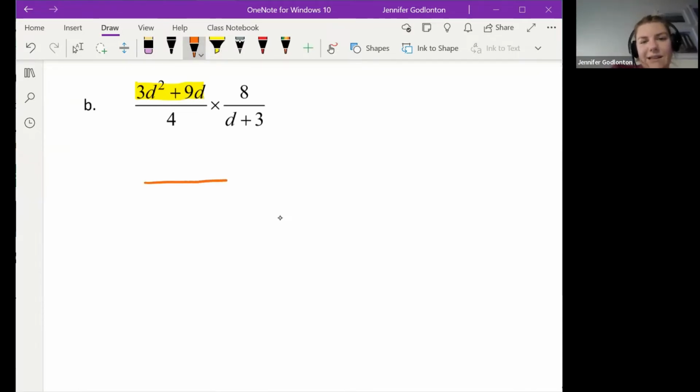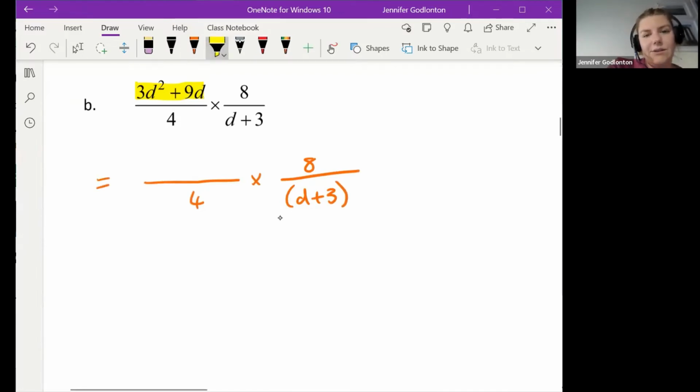Whatever I've highlighted in yellow is going to go at the top and everything else is going to stay the same for the first step. I just want to know what this is going to become. Don't panic, you guys are doing really well. All you need to think about is how can we factorize that yellow highlight?